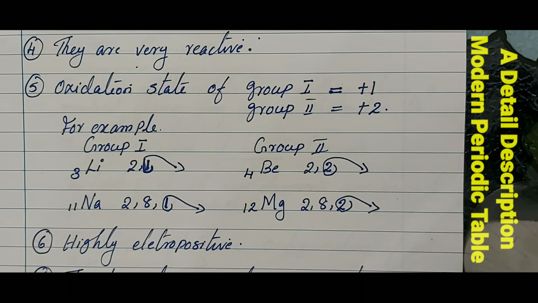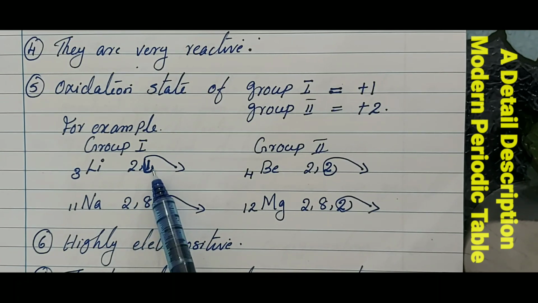You know the reason why they are highly reactive. The fifth point will support the statement. You know the fifth point I have written here is oxidation state of group 1 elements, that is +1, and oxidation state of group 2 elements is +2. For example, group 1 elements, lithium and sodium. Lithium, you know, atomic number is 3 and the electronic configuration is 2,1.